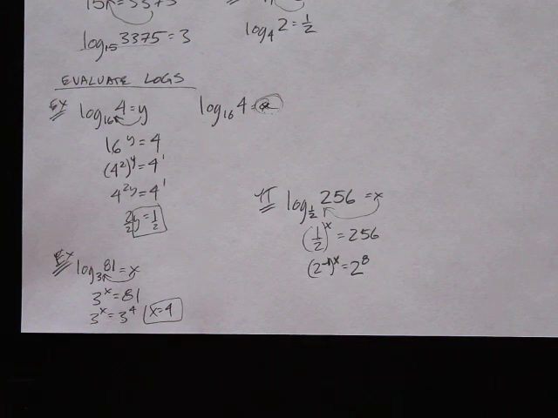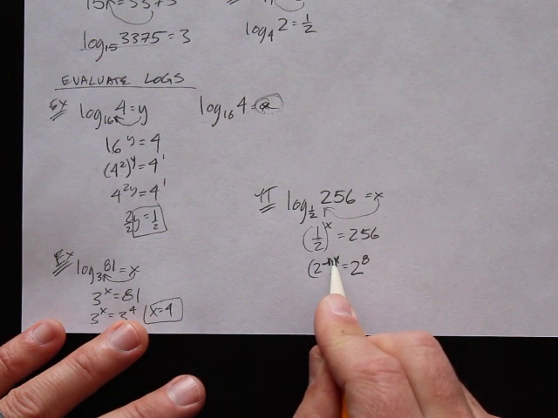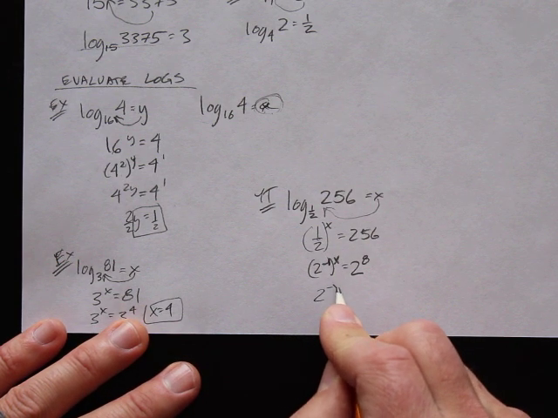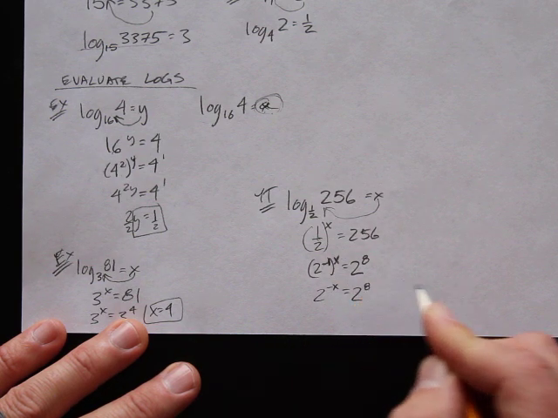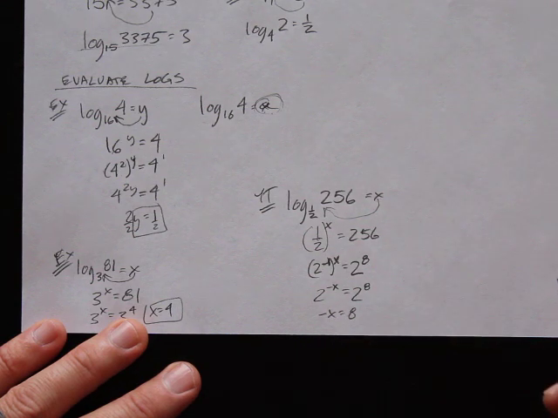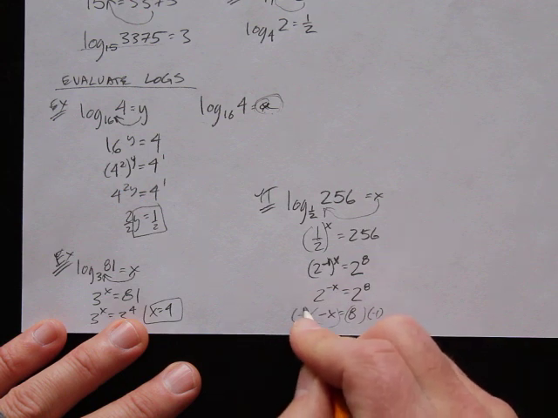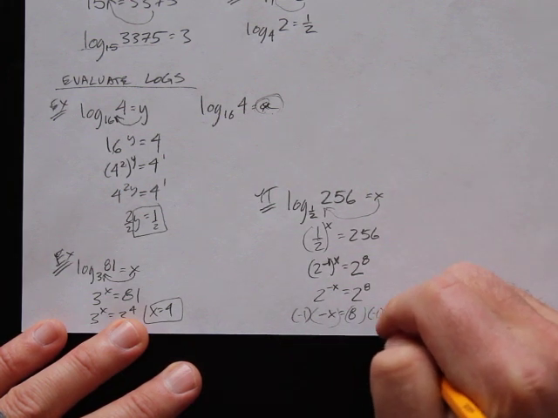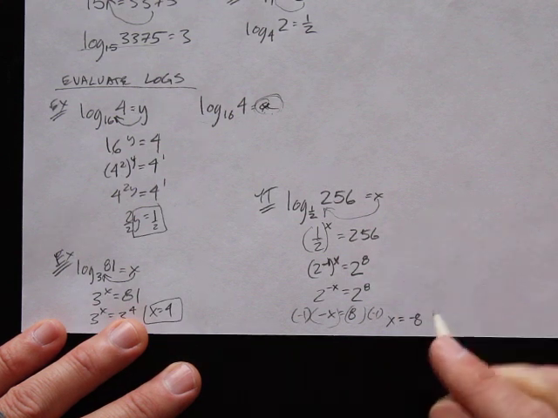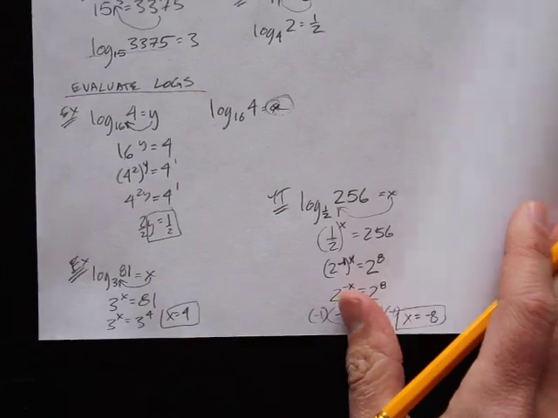And so now I almost have the bases being the same. I need to multiply this -1 and this x. So I have 2 to the -x equals 2 to the 8th power. Now I can ignore the 2's and I have -x equals 8. I just need to multiply both sides by -1 so that I get x by itself. x equals -8. There we have it. All right, now we are going to shift gears into graphing logs.